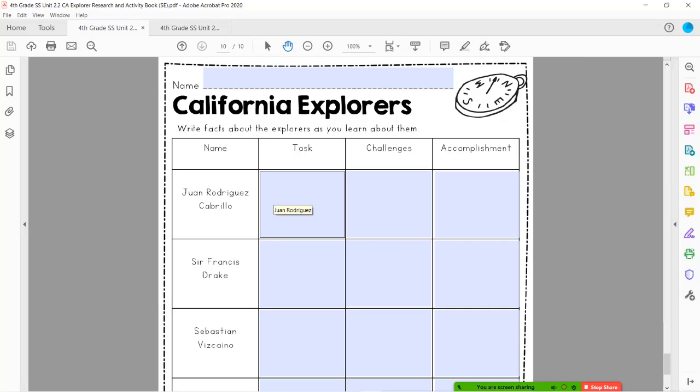So you're given a box where you can type your information about the task that he was given, why was he over there, the challenges that he faced, so things that made his job more difficult, and the accomplishment was what did he do? What was the end result of everything that he did? So as you're reading about each one of these explorers, fill in this graphic organizer as you go while the information is still fresh in your head.